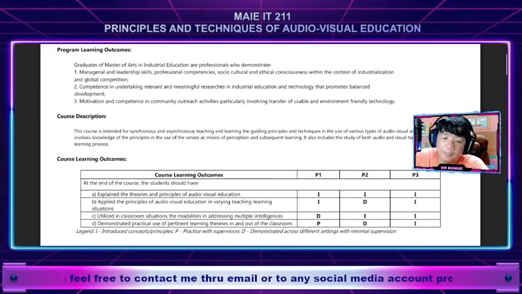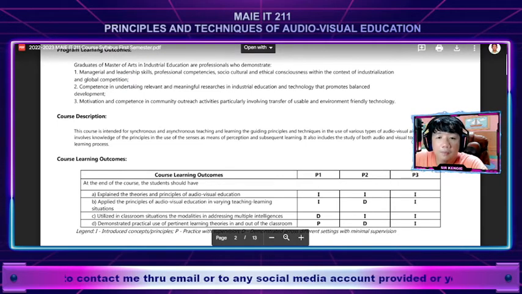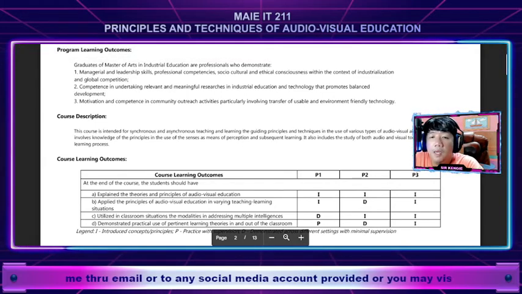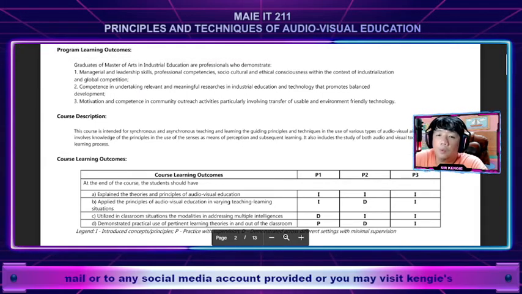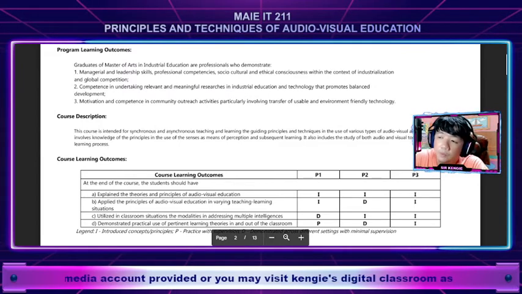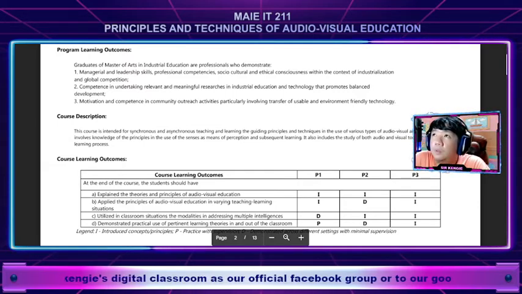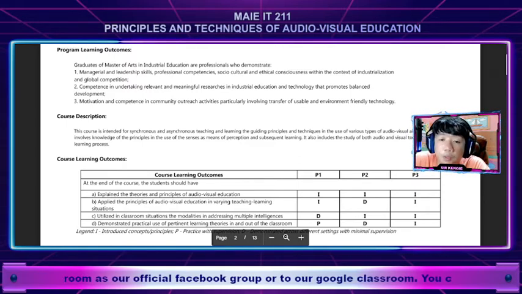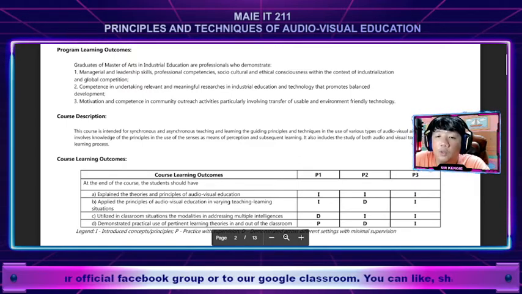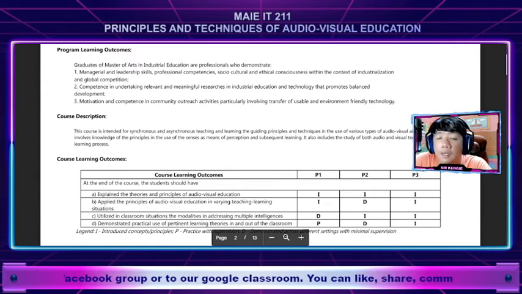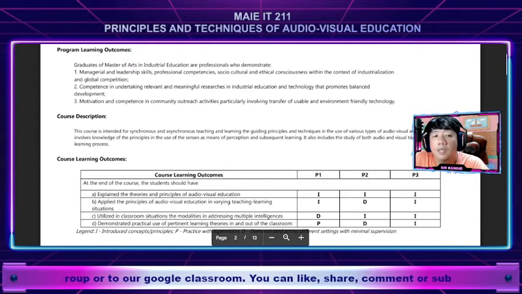So in other words, class, here you will dig deeper or have a thorough understanding of the proper use, or as I've said a while ago, the underlying philosophies or principles, or we're going to trace the learning theories or principles of how a student learns using audiovisual aids and devices.